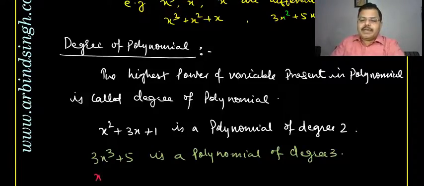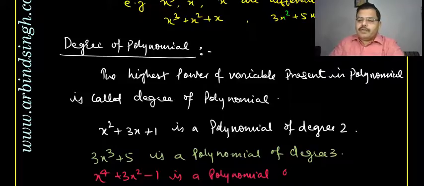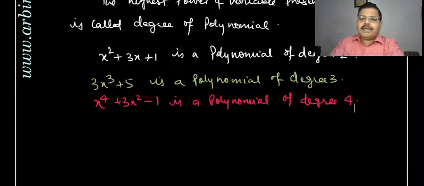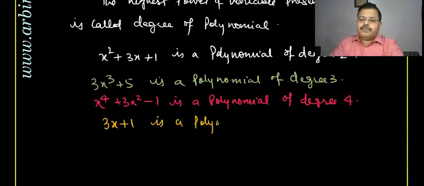Similarly, if someone writes x to the power 4 plus 3x square minus 1, here the highest power is 4, so it is a polynomial of degree 4. And if it is written like 3x plus 1, it is a polynomial of degree 1, because the highest power of x is 1.